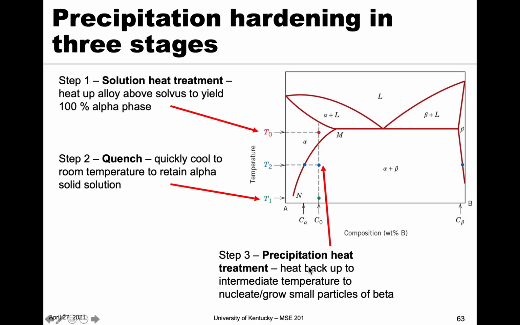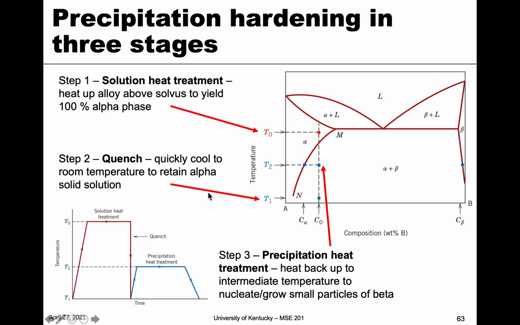And finally, 3 is the actual precipitation heat treatment. And so that's where we heat back up to some intermediate temperature up here, and then we nucleate and grow those small particles of beta in this case, which is the other phase over here. So the whole kind of procedure here, if we plot it in time versus temperature, looks like this. We heat it up to that solution treatment, hold for some amount of time to get 100% alpha. We quench it, so very rapidly cool, and then we bring it back up to some intermediate temperature.